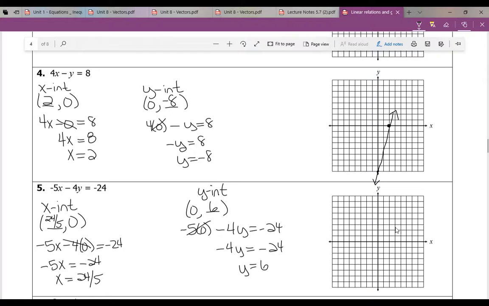So my x-intercept is almost to 5. So 1, 2, 3, 4, almost to 5. And then my y-intercept is up at (0, 6). So 0, 1, 2, 3, 4, 5, 6. And then I can connect those with a line.